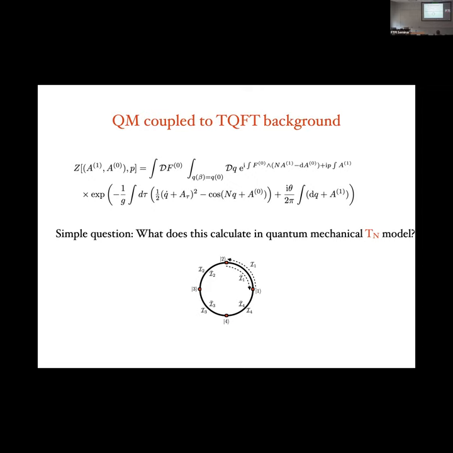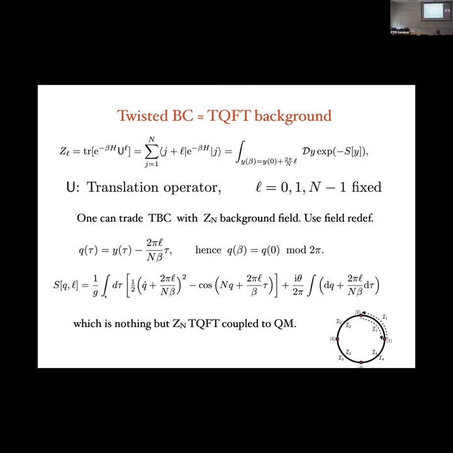Since we are dealing with simple quantum mechanics of a particle on a circle with n minima, we should say what this complicated looking quantity is calculating. As I said, the system has a ZN translation symmetry. It is not calculating the trace with just the Boltzmann weight, it is calculating a trace with the insertion of a translation operator. Okay, and I will momentarily show this. That means in the path integral, we take a twisted boundary condition for this field.